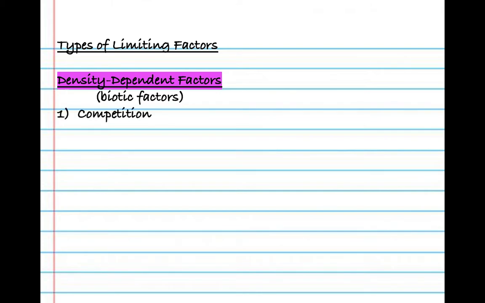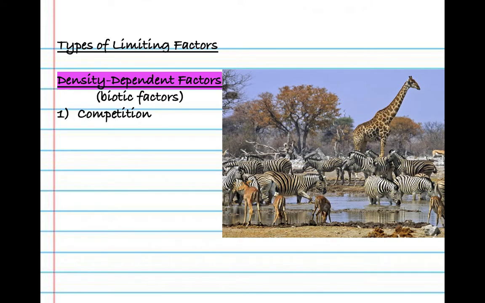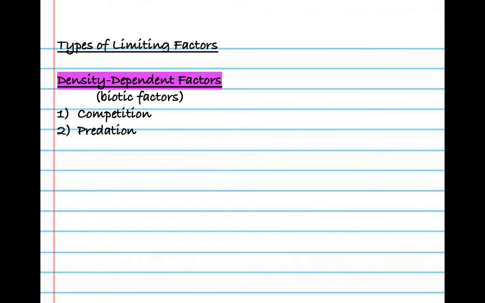And these are going to be our living factors. Number one is competition. Obviously, if you have an area that's densely populated, there's not going to be enough resources usually to go around. So that's going to limit population growth. Here in the savanna, we have competition for access to water. Number two, predation. Okay, and again, this is another living factor.